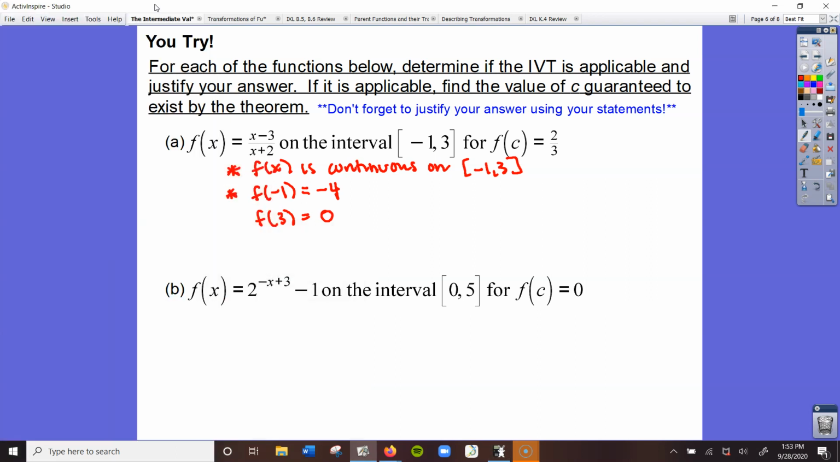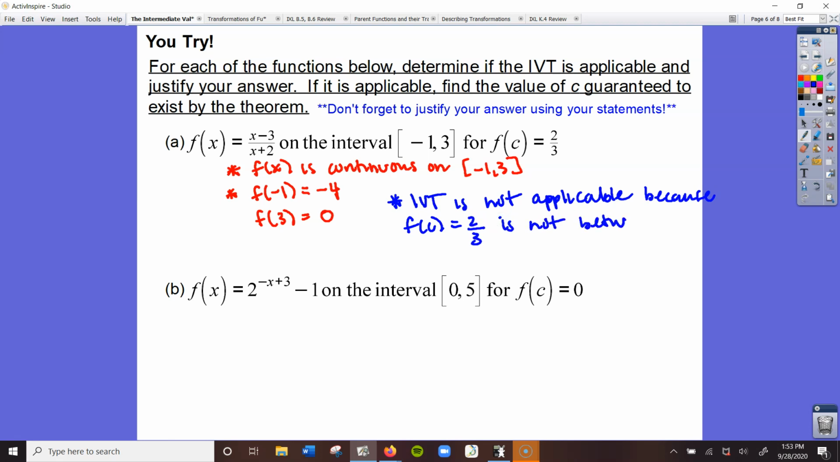So our justification for this, I would write IVT is not applicable because f of c, which is equal to 2 over 3, is not between f of -1 and f of 3.